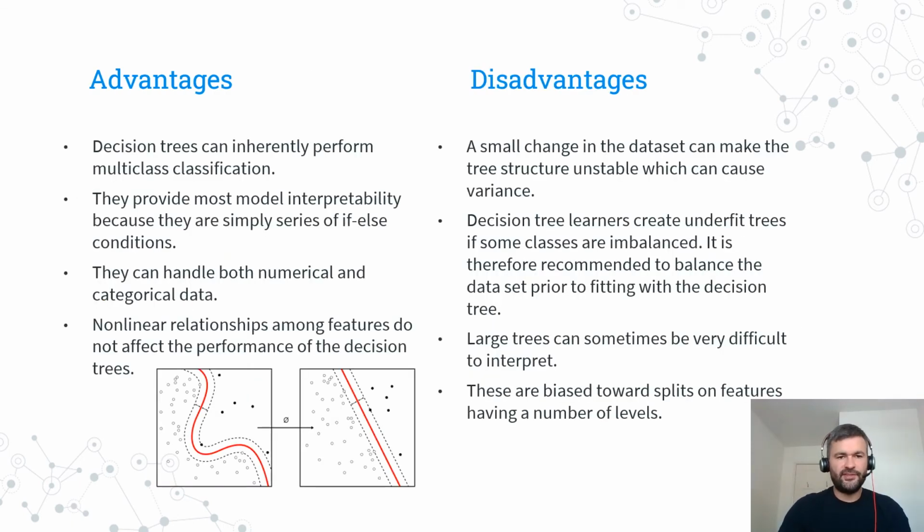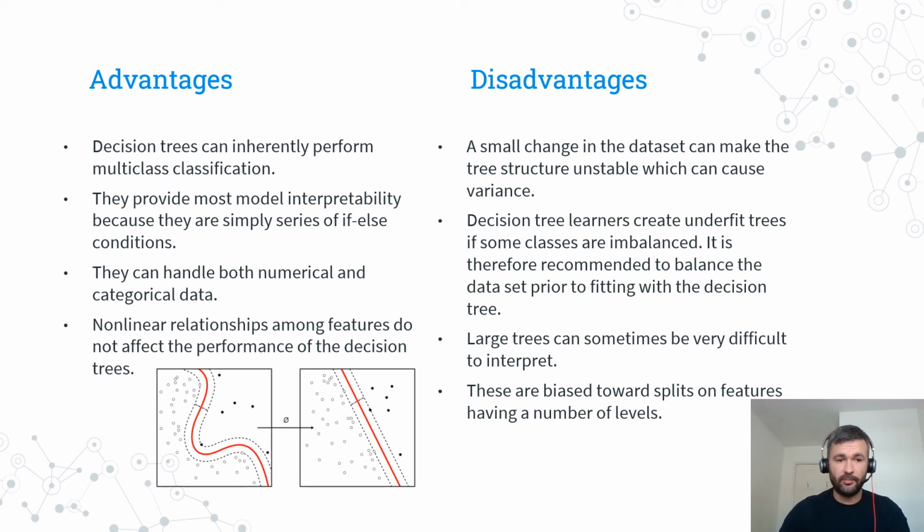So what are the advantages and disadvantages of decision trees? Decision trees can inherently perform multi-class classification. They provide the most model interpretability because they're simply a series of if-else conditions. They can handle both numerical and categorical data, and nonlinear relationships in the features of your dataset do not affect the performance of the decision tree.